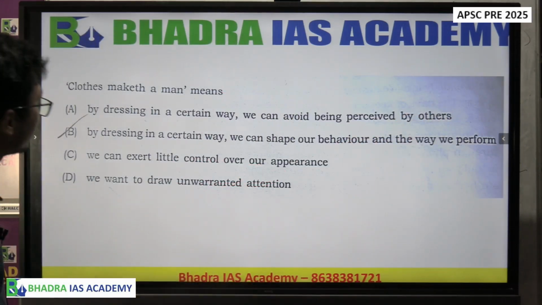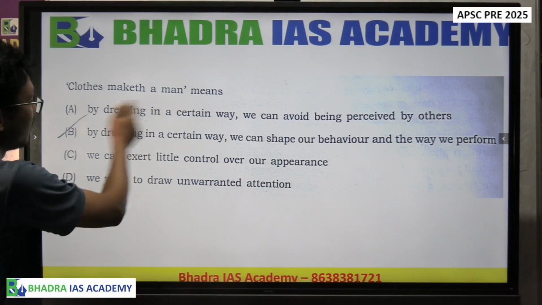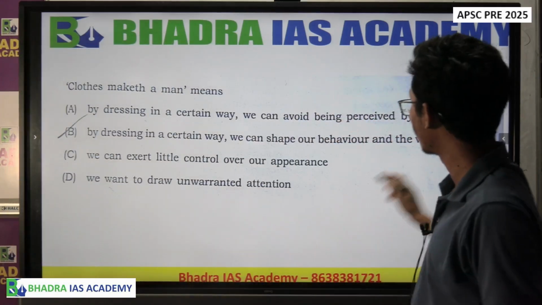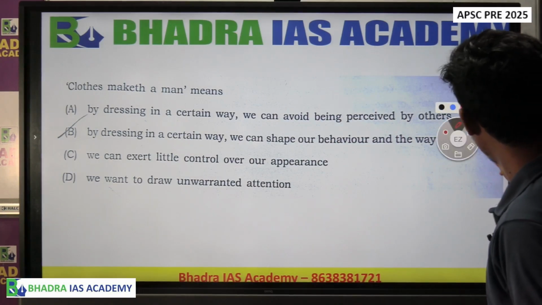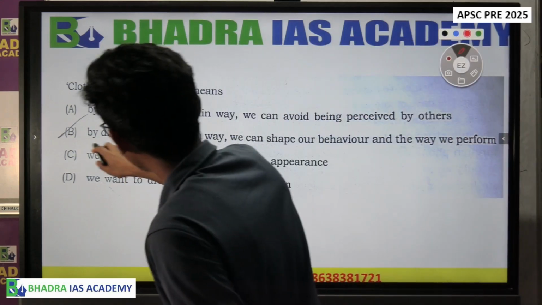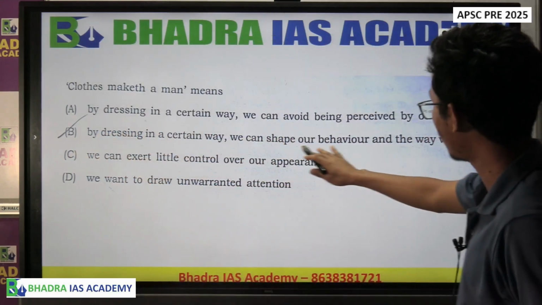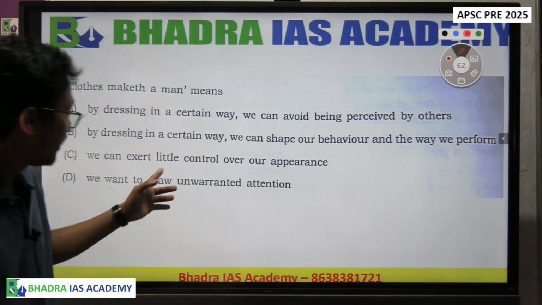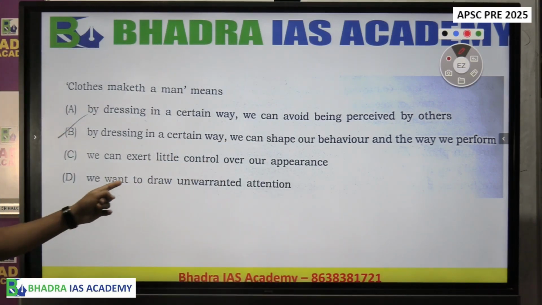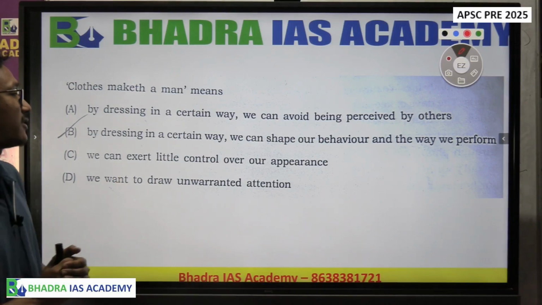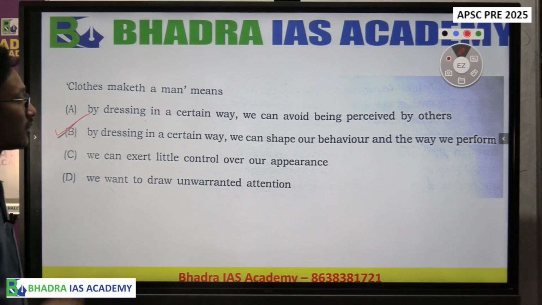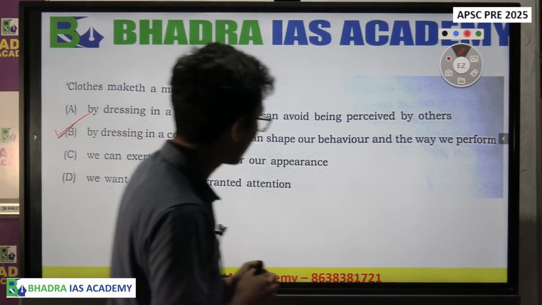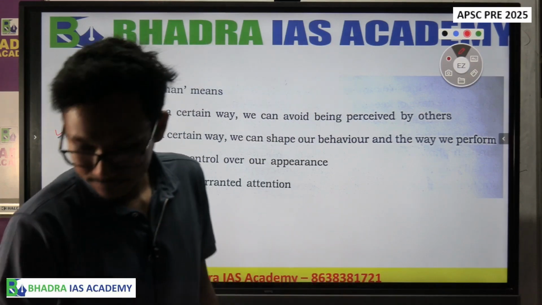So clothes make the man means by dressing in a certain way we can avoid being perceived by others. So this does not mean avoiding being seen. Then by dressing in a certain way we can shape our behavior and the way we perform. We can exert little control over our appearance. We want to draw unwarranted attention. So I think this one was an easy one. So the correct answer is by dressing in a certain way, we can shape our behavior and the way we perform.